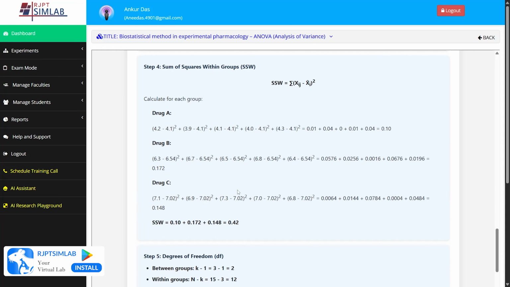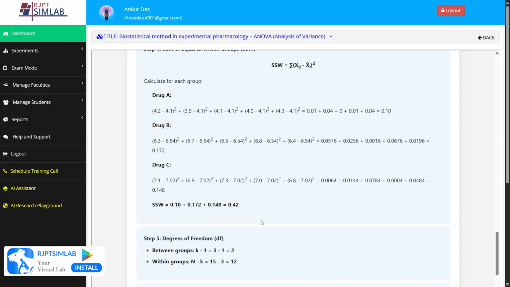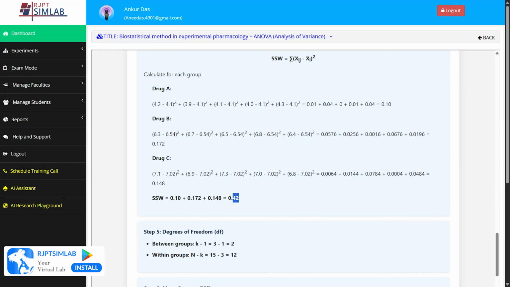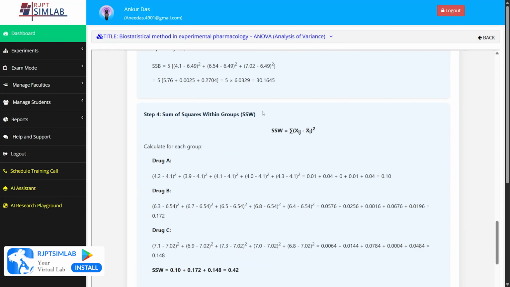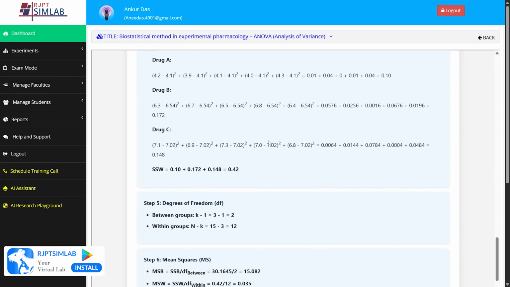So SSW is equal to 0.10 plus 0.172 plus 0.148. The summation of all the groups' values comes to 0.42. So now we have got our SSW value. We have calculated both our SSB value and SSW value.